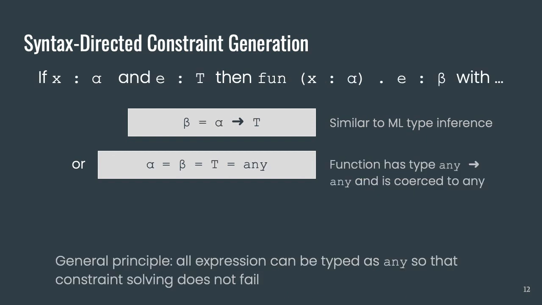For another form, we have abstraction. If x has type alpha and e has type t, then function x with type alpha, e, the function will have type beta. This, again, we can look at something similar to Hindley-Milner, but we also need to consider when we coerce the function to any. Again, we're going to assert that it's ground, so the expression and the argument are going to be any, and the ultimate result will also be any. In general, every expression can be typed as any, so this ensures that constraint solving does not fail.